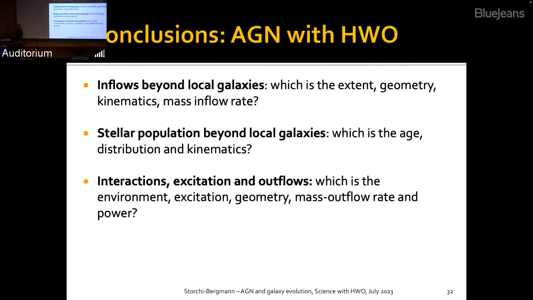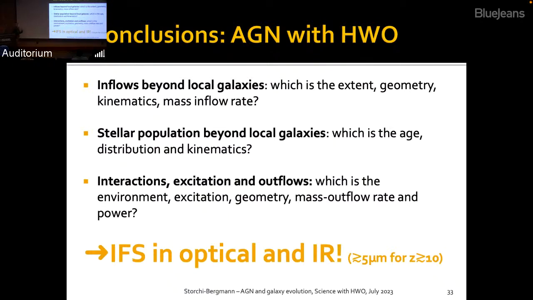Finally, with the resolution of HWO, we can look for inflows to feed the AGN beyond local galaxies. So which is the extent, geometry, kinematics, and mass inflow rate. We can also map the stellar population beyond the local galaxy, if we have integral field spectroscopy. And we can map the interaction, excitation, and outflows, if we have integral field spectroscopy in the optical and in the infrared.